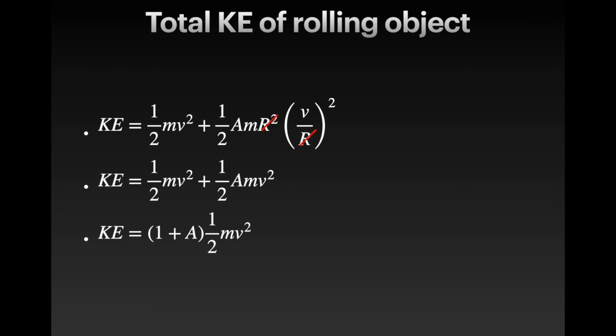Well, we know that both objects start with the same potential energy, right? They start at the top of the same ramp. So the question is, which of these objects is going to waste less of its kinetic energy on rotational motion and use more of it for translational motion? So you want A to be as small as possible to go as fast as possible. That's why we see that the solid disk beats the hoop, and the solid sphere would be faster than both of those.